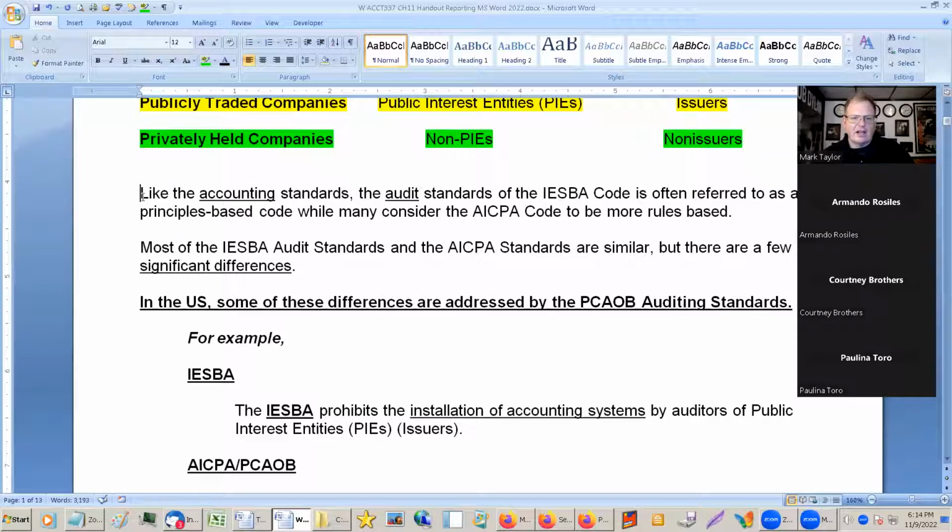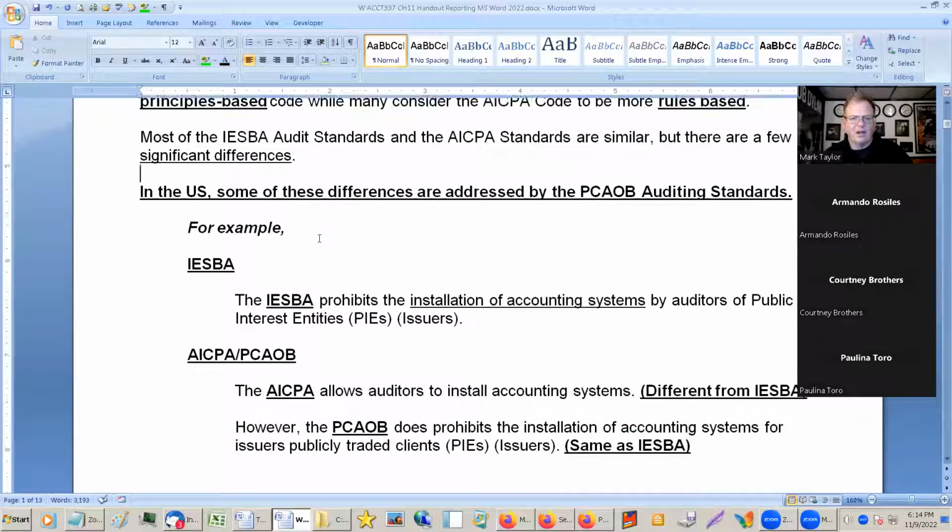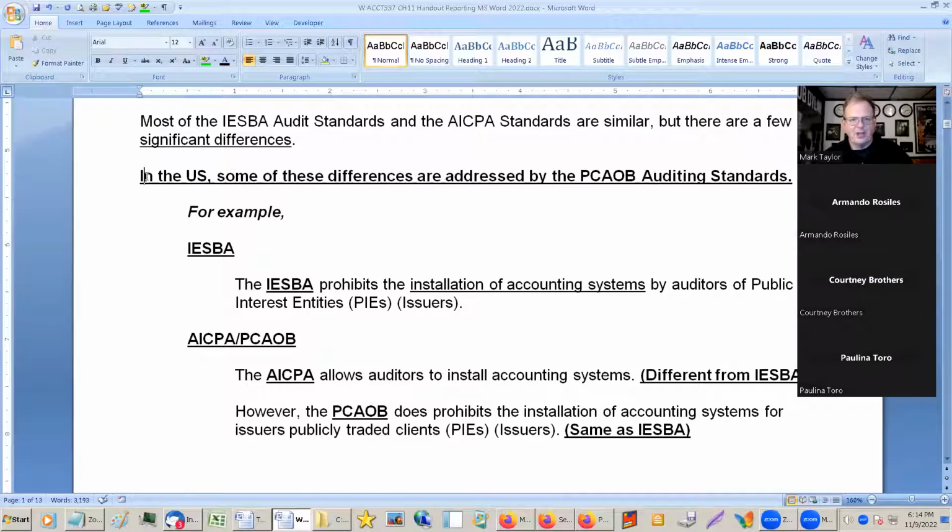Now, just like the accounting standards, the international auditing standards are referred to as principle-based, whereas the US standards are more rule-based. And while they're very similar, there are a few differences, which we'll talk about a little bit. In the US, some of these differences are addressed by the PCAOB standards. All right, so what is that?